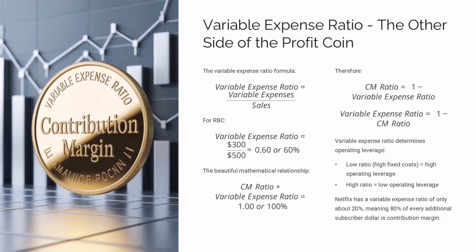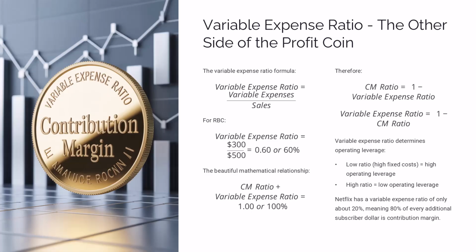The variable expense ratio formula is variable expense ratio equals variable expenses divided by sales. And in our RBC example, that's $300 divided by $500 equals 0.60 or 60%, which means 60 cents of every dollar goes to variable costs.